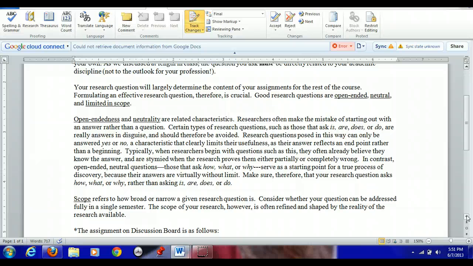But if you say, instead, how is green tourism going to affect travel and the hospitality industry in the future? The answer to that question is virtually endless. So how, what, and why are much better ways to frame your question than are, is, are, does, or do.